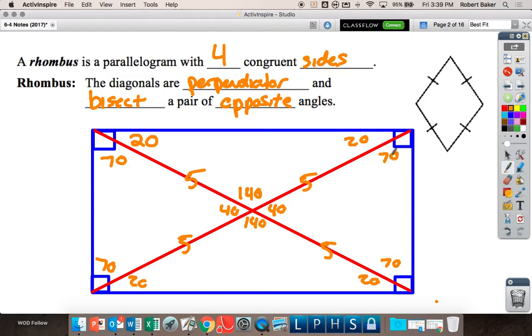So by knowing one angle, you got the other 11. Isn't that cool? That's what your quiz looks like. That's what your test looks like. Just giving you one angle, solving for all the other ones. Not bad.